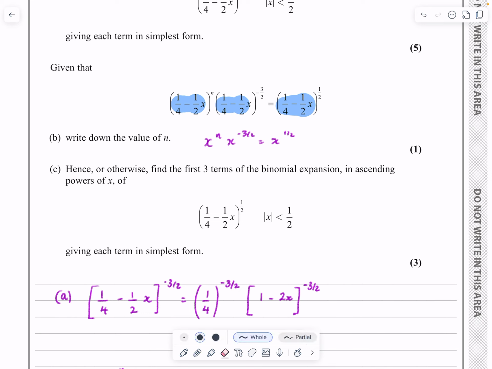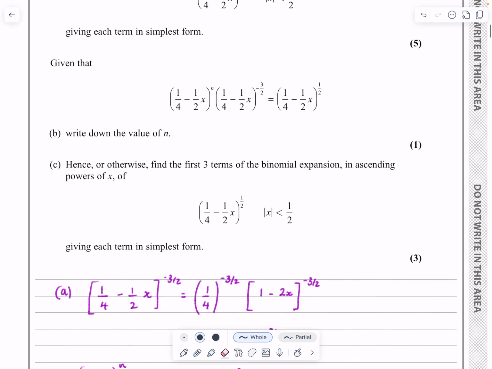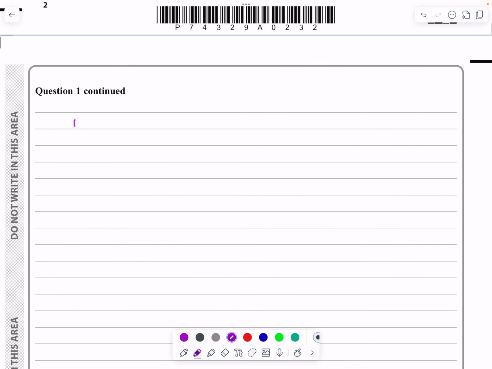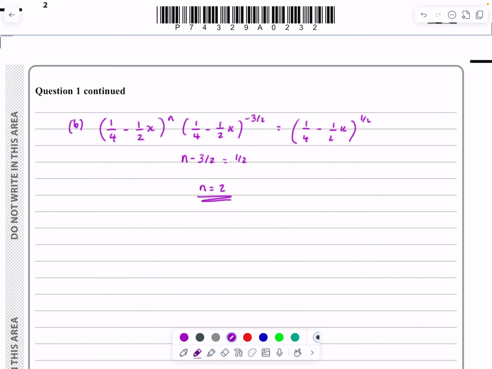Let's show the examiner that I understand what's going on. It's only worth 1 mark, so you don't need to necessarily show any working out for it. So for part B here, let's at least write out the question. A quarter minus half x to the n times a quarter minus half x to the minus 3 over 2 works out to be equal to a quarter minus half x to the half. What we're then going to get is that n minus 3 over 2 must equal a half. Okay, the powers work out like that, which means that n works out to be equal to 2.